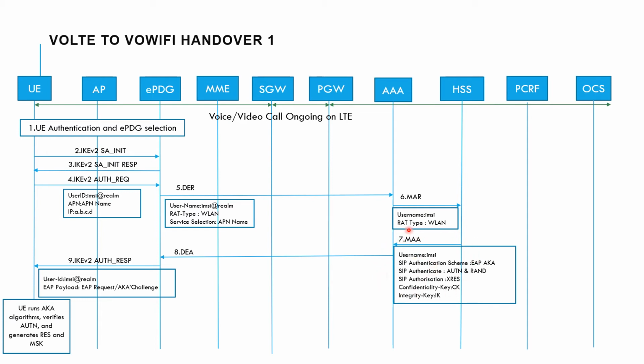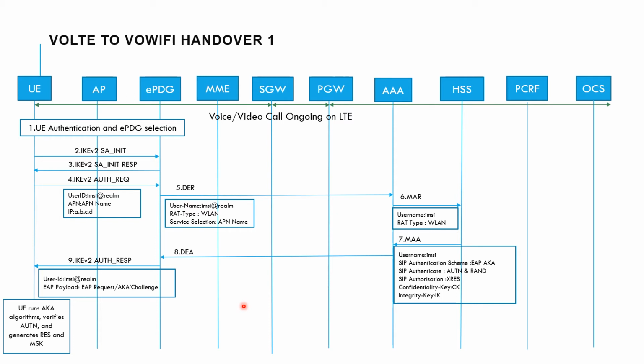Now the AAA has these authentication vectors, but it has nothing from the UE to authenticate. So it has to challenge the UE in order to fetch the authentication vectors from the UE. This challenge is sent from AAA to the EPDG using the DEA message. Now this challenge is forwarded from EPDG to the UE using the IKEv2 auth response message. Inside the information element, which is the EAP payload, we call it the EAP request or the AKA challenge.